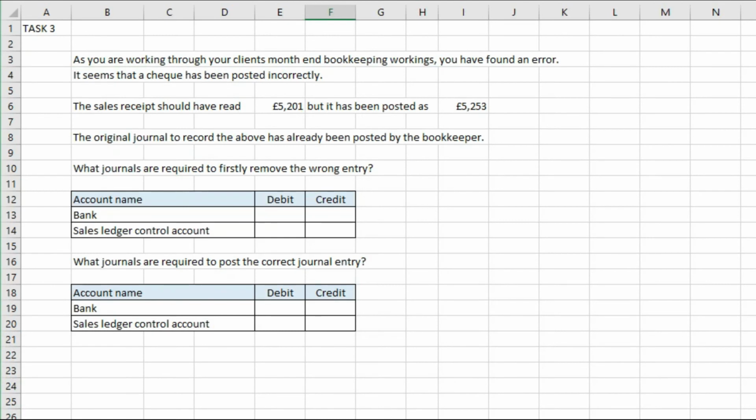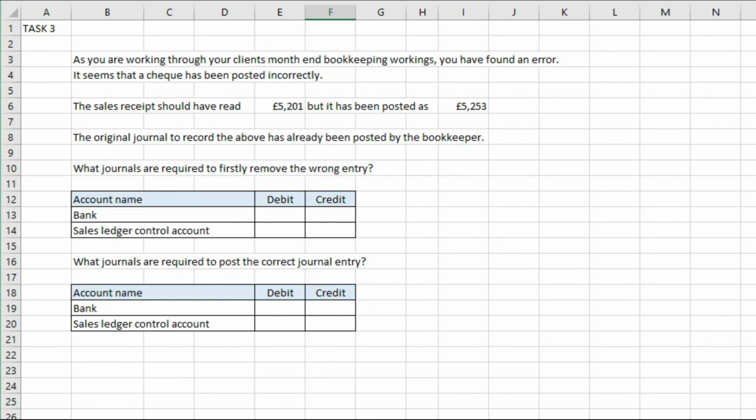So let's move on to task 5253. We're working through our client's month-end bookkeeping workings and we found an error. It seems that a cheque has been posted incorrectly. So this is obviously a receipt, a cheque from a customer, and it should have read 5201, but it's been posted as 5253. The original journal to record the above has already been posted by the bookkeeper, so they've posted the incorrect amount.